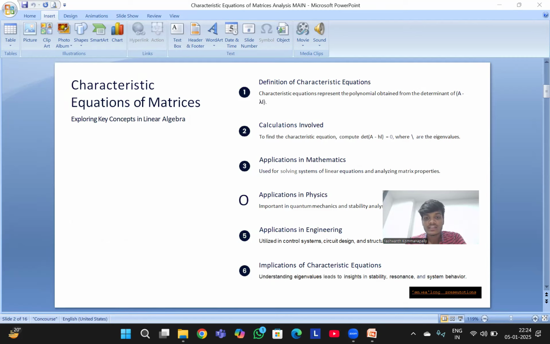Then, the implications of characteristic equations. Understanding eigenvalues leads to insights in stability, resonance, and system behavior. Then we go to another slide.